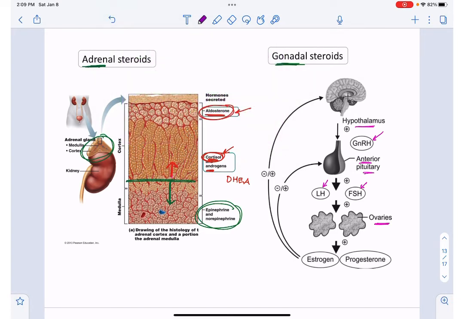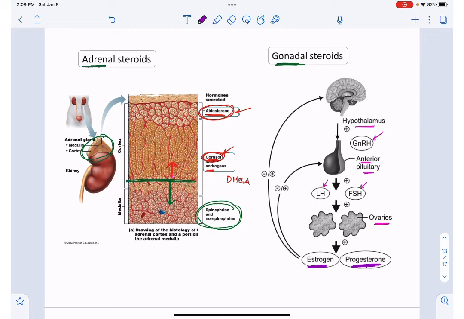And in response, the ovaries are going to produce the gonadal steroids, estrogen and progesterone. And those are going to have important roles in the ovarian cycle, the maturation of the egg, and also the menstrual cycle.